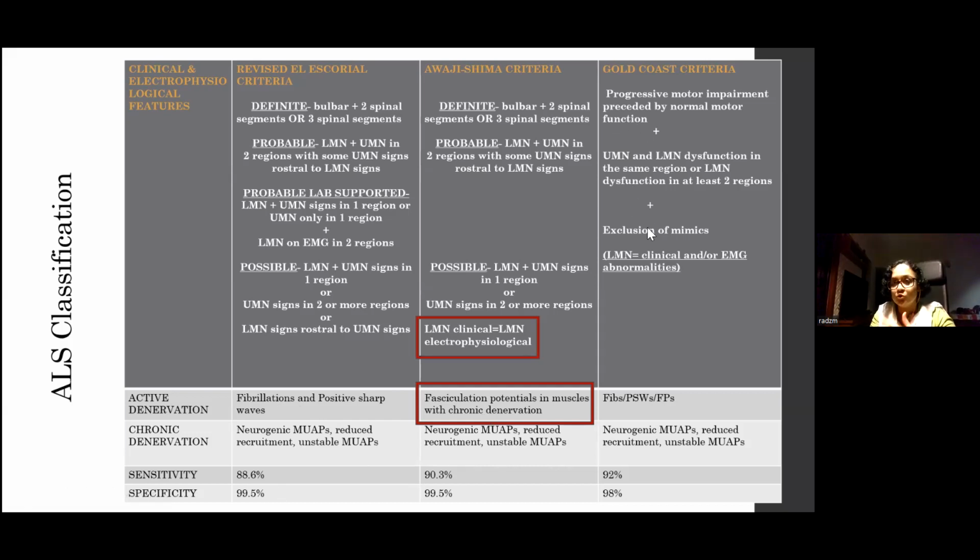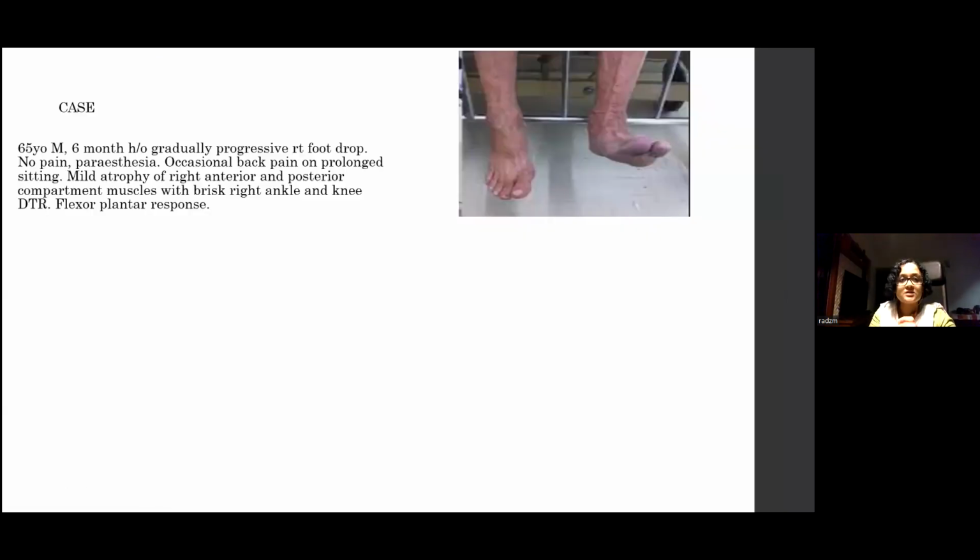Gold Coast criteria is much more loose. If you can show progressive motor impairment and LMN and UMN in just 1 region or LMN in 2 regions, and you have to exclude mimics. The key thing is you have to exclude the mimics, and the LMN could be both clinical or EMG, just like Awajishima, then you have your diagnosis. So the sensitivity, specificity is pretty good. So we should really, though we've been using Awajishima up to now, slowly start moving to Gold Coast criteria, because a lot of the atypical motor neuron diseases tend to become positive if you apply the Gold Coast criteria.